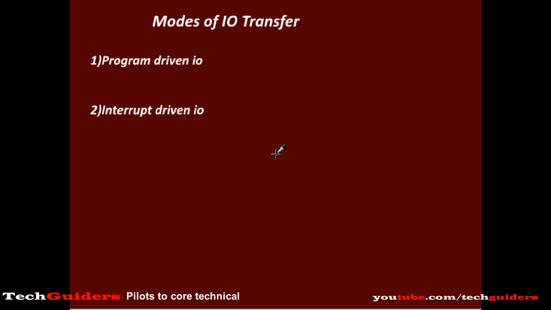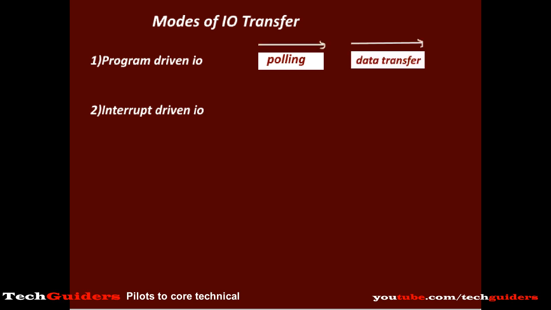We have already discussed two modes of I/O transfer, program-driven I/O and interrupt-driven I/O. In program-driven I/O, the processor takes the complete control of the I/O operation. The processor itself checks the status of the device, whether the device is ready for the data transfer. If the device is not ready, the processor itself has to periodically check the status information of the device at regular intervals. That is, the processor itself performs polling on the device, and when the device is ready, the processor itself has to perform the data transfer between the memory and the I/O device.